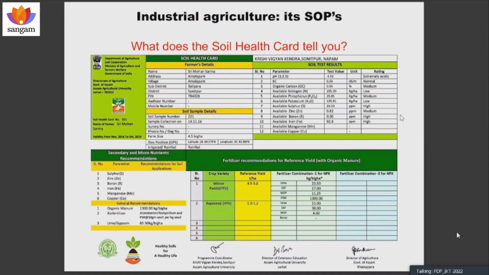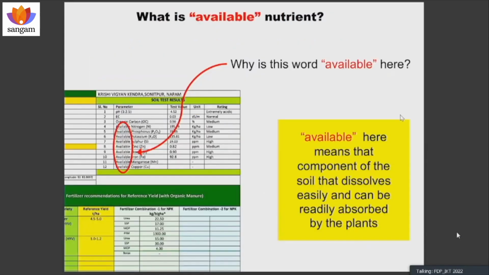I asked the professors, soil science department professors, why is this word available? They said that's what it is, that's what the test tells us, available. I said, but why do you say available? No answer. So I said, listen, let me do a calculation. Let me try and see.